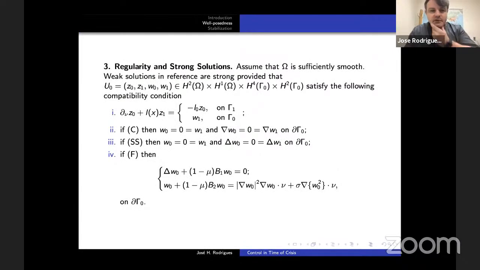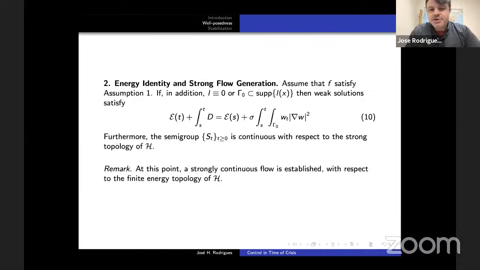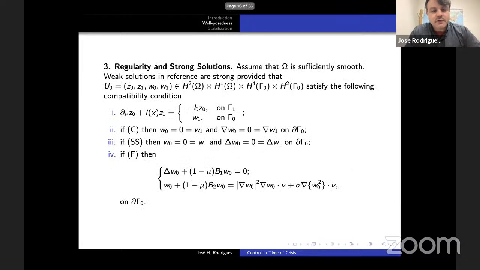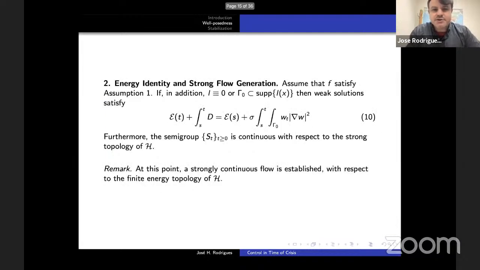Okay, so a few comments here. The energy identity for weak solutions is still an open problem. It's an interesting question that needs to be solved in order to obtain a flow which is continuous with respect to the strong topology for weak solutions, in a more general case, when the dissipation does not act only over the plate.